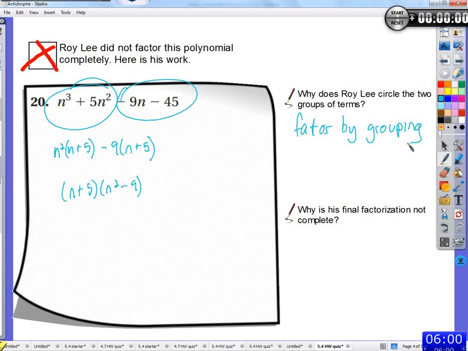So factor by grouping, correct approach. Let's see, in the first group here, what does he factor out? N squared times 5, n squared times n. Okay, so we get n plus 5 here. What does he factor out of these? Negative 9. So he gets positive n plus 5, n plus 5. N squared minus 9, n plus 5.